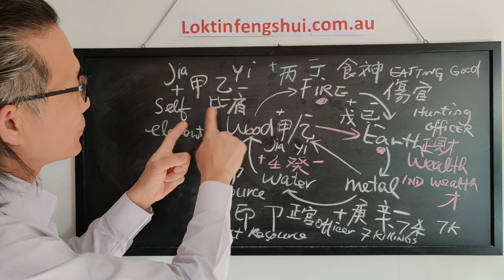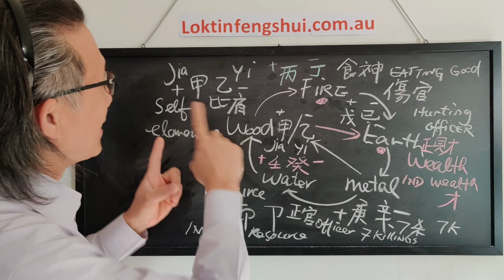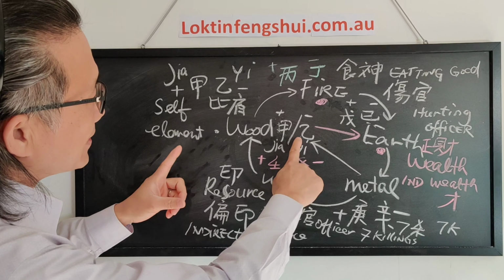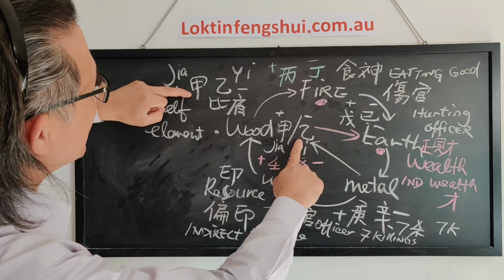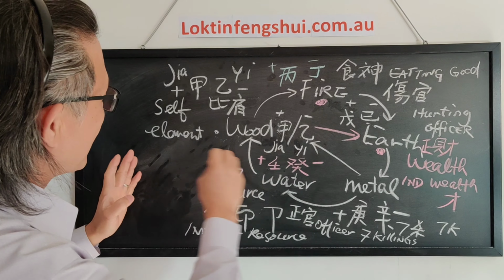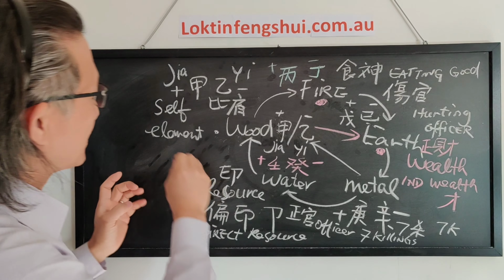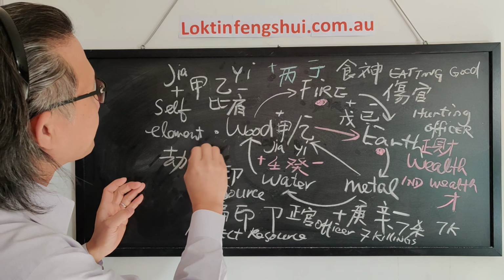Two sides of the same. Bijian is the same. And then if the Yi, which is Yin, sees the Jia, which is Yang, it's called the Gip Choi.